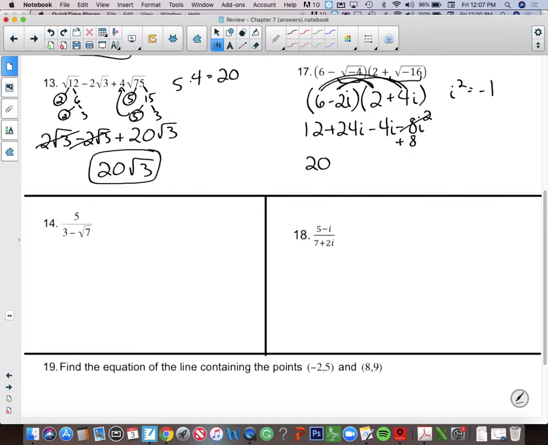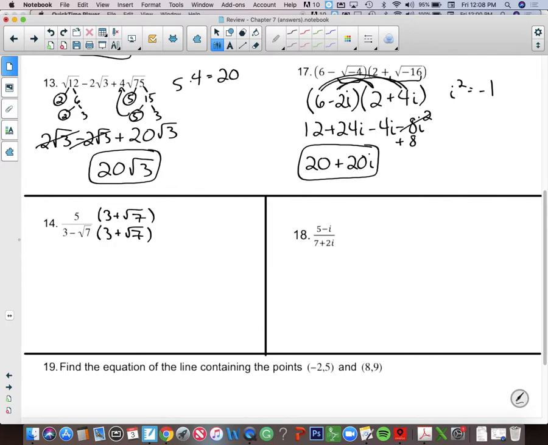12 plus 8 is 20. 24i minus 4i is a 20i. And that is done. For number 14, 3 minus square root 7 is in the denominator. That's the problem. So remember, we need to fix with conjugates. So the conjugate of that would be 3 plus square root 7 on the bottom, and I also have to do it on the top.